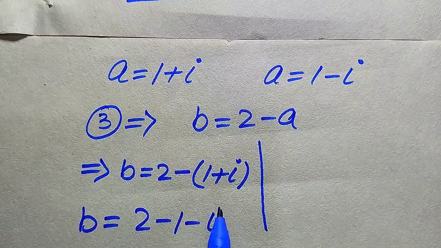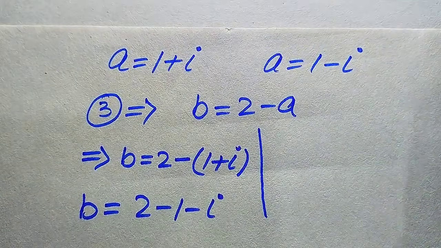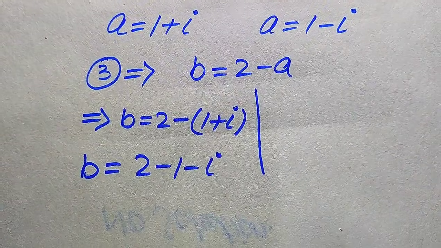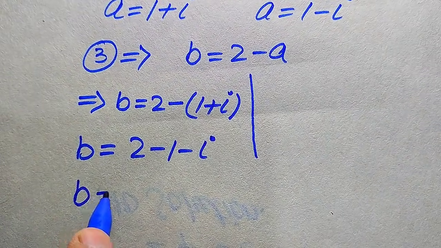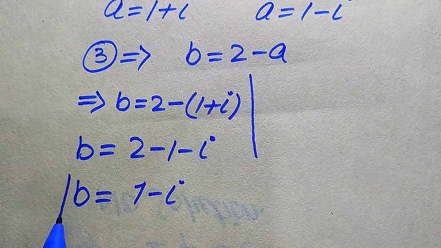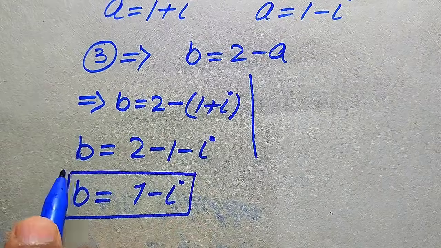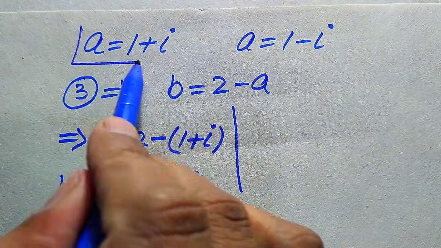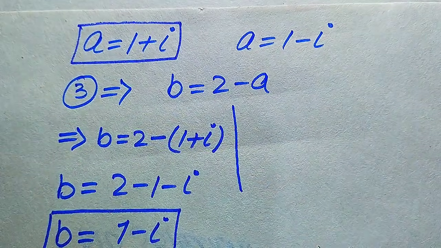minus 1 minus iota. Okay, so in the next step, you see here we get the value of b is 2 minus 1, which becomes 1 minus iota. So this is the value of b corresponding to the value of a equal to 1 plus iota.